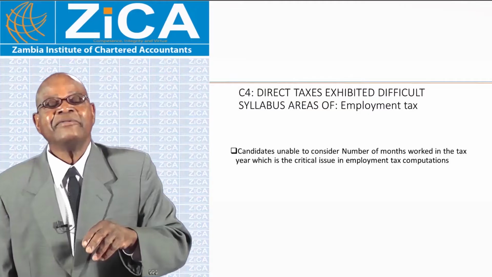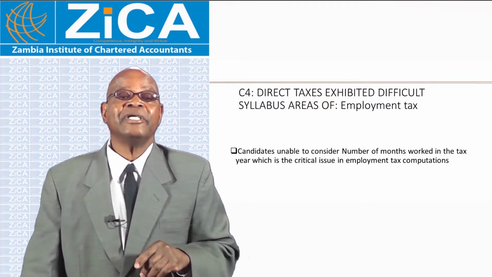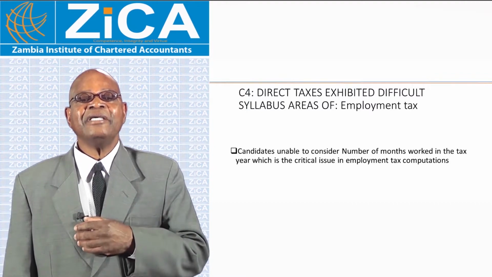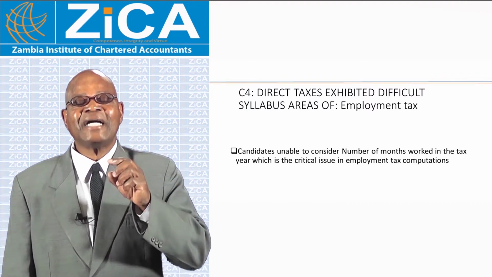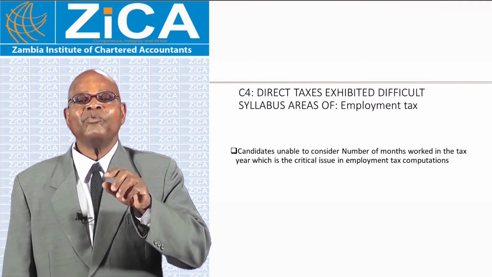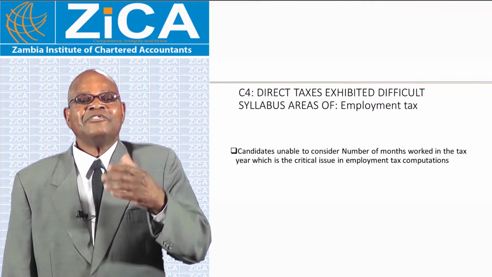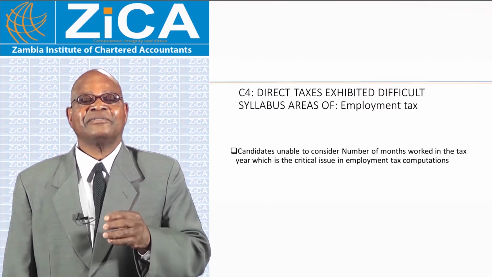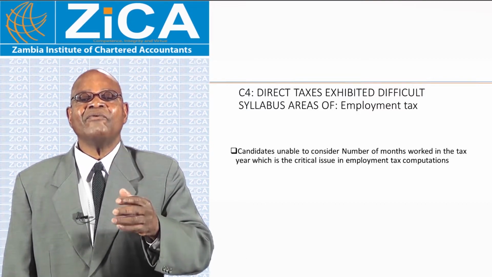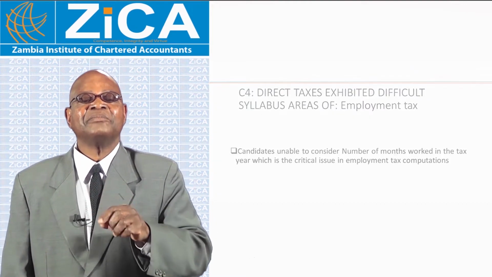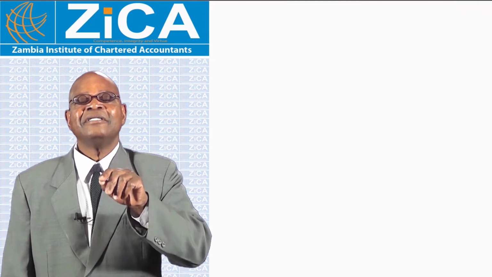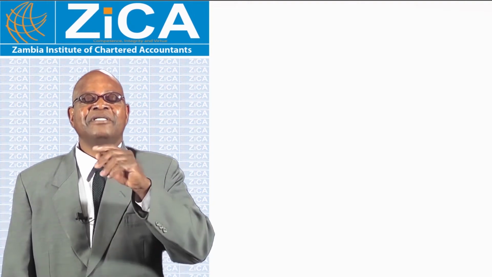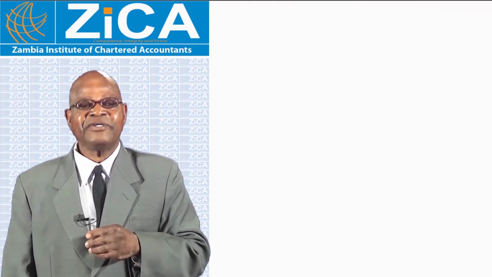Now, the other difficult area in this syllabus comes in when you look at the employment tax. Candidates normally here are unable to consider the number of months which an employee will have worked in a tax year, and this becomes a critical issue. For example, if I worked only for 9 months and I'm entitled to a salary of, say, 12,000 per annum, it would not be proper for you to be showing 12,000 as what I earned because I only worked for 9 months. Give me a salary for 9 months and tax me on that because that's what I will have received.